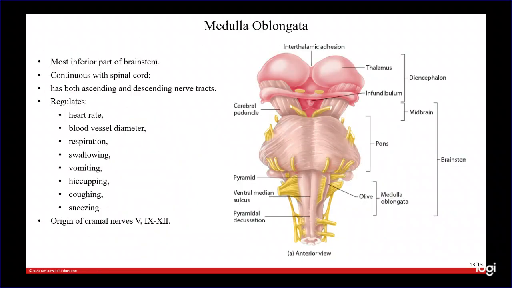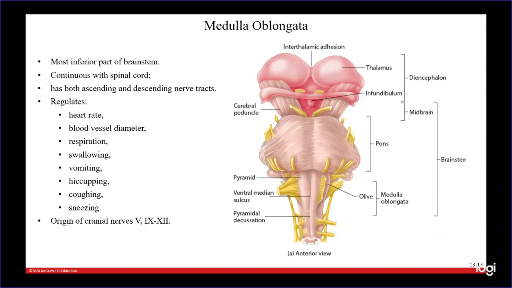All right, the medulla oblongata regulates a ton of different things. Like I said, it's that autonomic stuff that really occurs here: heart rate, blood vessel diameter, respiration, swallowing, vomiting, hiccuping, coughing, sneezing, all that stuff that you don't think about, it just sort of helps.